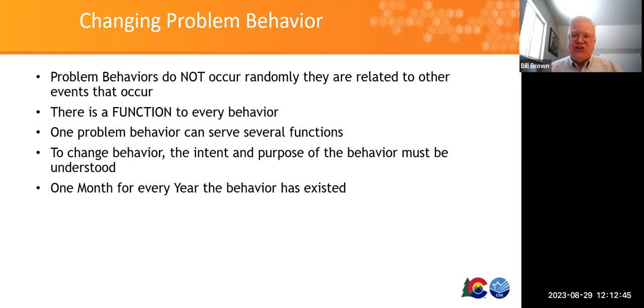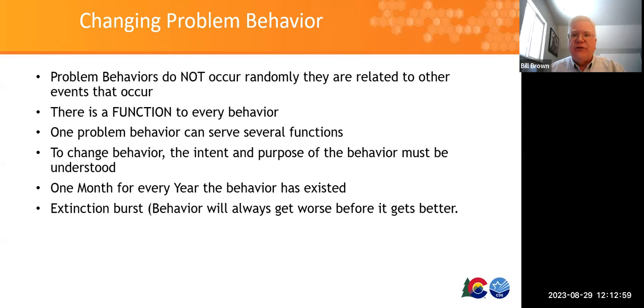So if you have a 10-year-old student and they've been engaged in negative behavior for 6 years, that's going to take 6 months of behavior programming to kind of get them back on track. So just to put that kind of in scope to understand this is not going to be a quick fix.